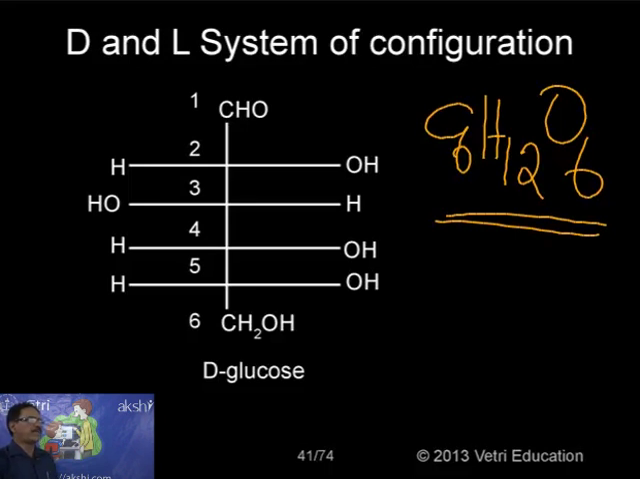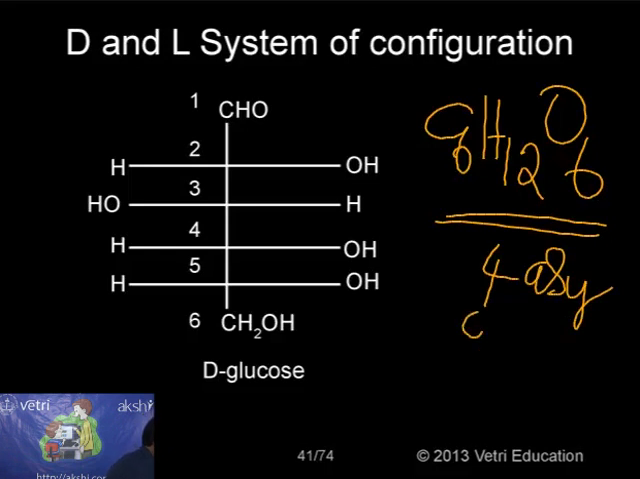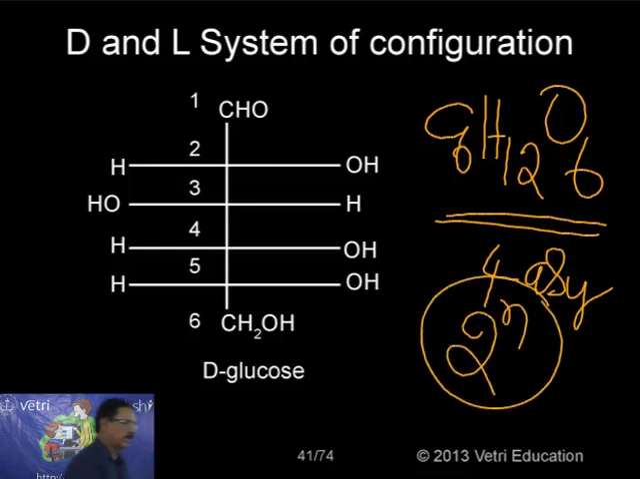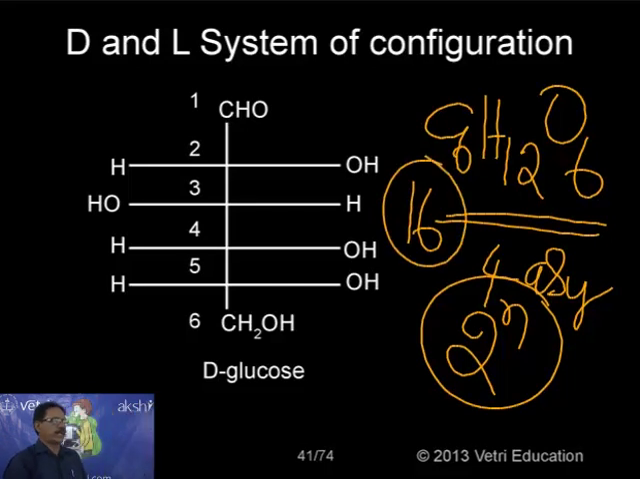Based on this formula, if you want to write possible structures, we can write many. This molecule contains 4 asymmetric centers. If you apply the 2 to the power of n formula, automatically 16 isomers are possible. A compound having molecular formula C6H12O6 will have 16 possible isomers. Out of the 16 possible isomers, there will be 8 D form and 8 L form.